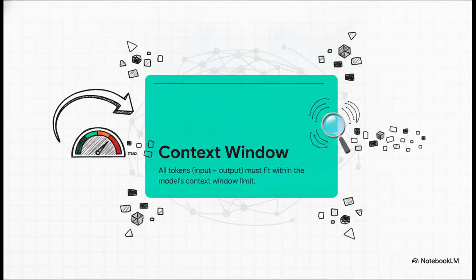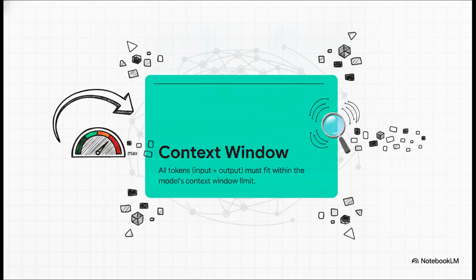Finally, we have to talk about the absolute limit to this entire system. The context window is the strict limit where all tokens, meaning your input plus the AI's output combined, must fit for the model to actually function. The simplest way to think about this is that the AI just has a finite short-term memory capacity. It's kind of like a speedometer gauge on a car maxing out.